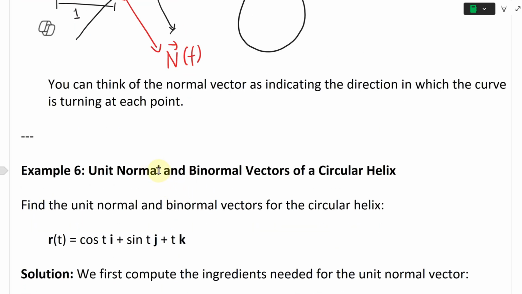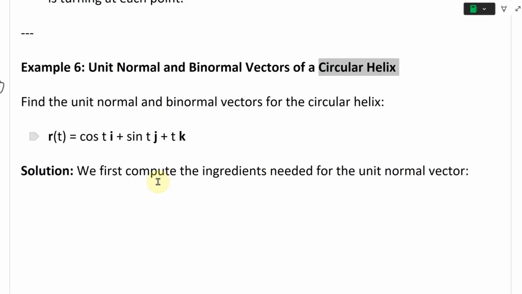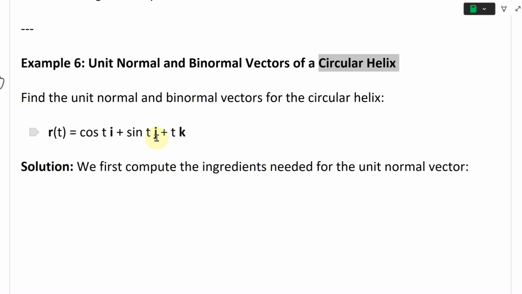So anyways, going further, example 6: unit normal and binormal vectors of a circular helix. We're asked to find the unit normal and binormal vectors for the circular helix, and this is the vector function r of t equals cosine t times the i standard basis vector, plus sine t times the j standard basis vector, plus t times the k vector. So the solution would be to first compute the ingredients needed for the unit normal vector.